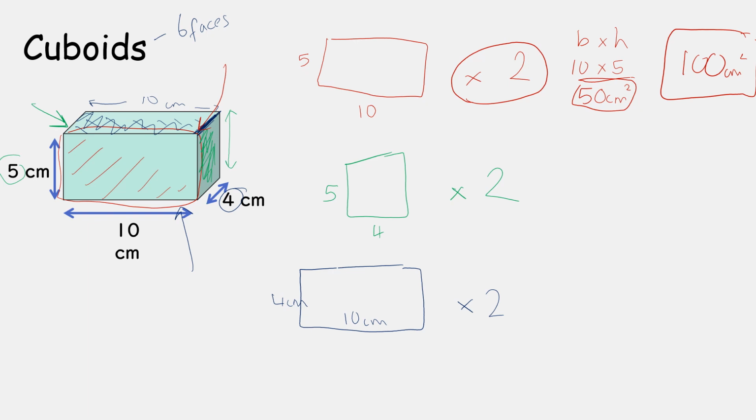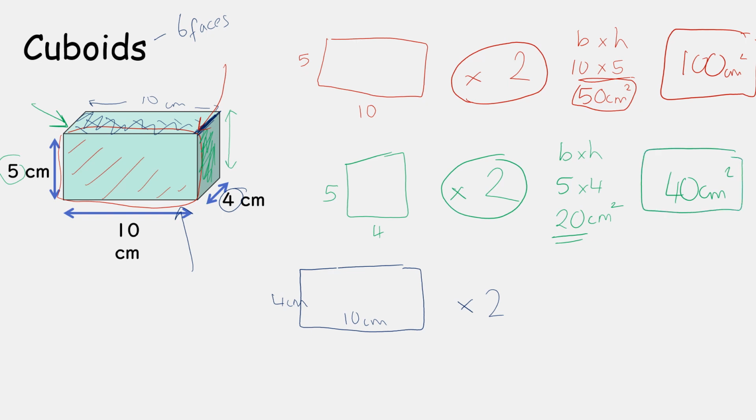Let's move on to the dark green. Well, it's a rectangle. 5 times 4, the base times the height, and that's going to give me 20 centimeters squared. Let's not forget though, we've got 2 of those green faces, so I need to add 20 plus 20, or 20 times 2, so the total of the green faces is 40 centimeters squared.